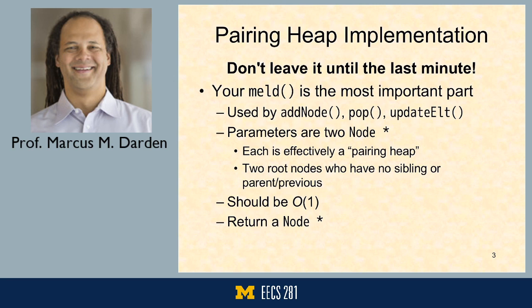Crucial to the pairing heap is your meld function. It's used by just about all of the functions. It's the way that pairing heaps grow and repair themselves. It should be, in the best way to write this, a function that returns a node pointer and accepts two node pointers. Each node pointer, of course, being a pointer to the root of a heap, and then the result being the root of the heap that is a combination of the two heaps that were passed in. You're melding them together. This should happen in constant time.